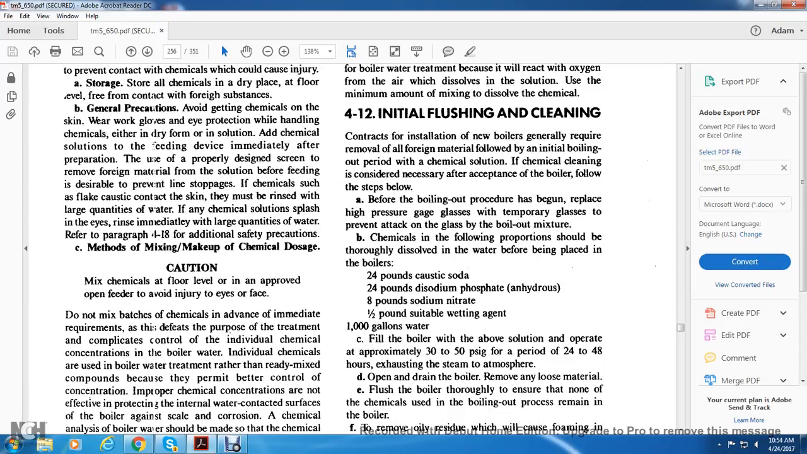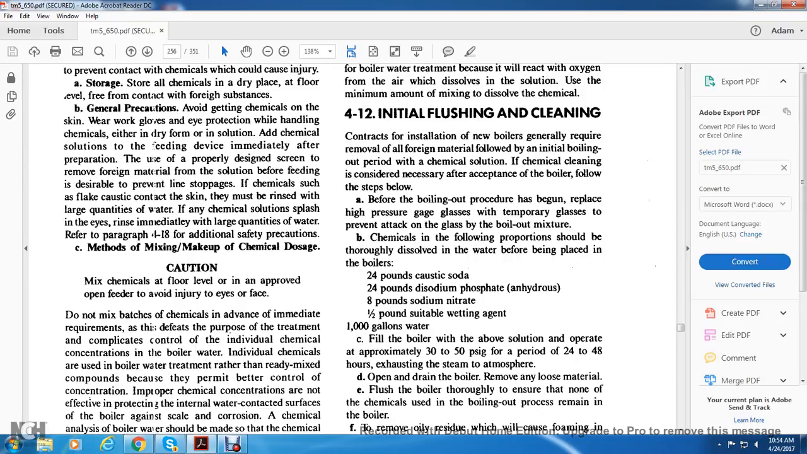412. Initial flushing and cleaning. Construction and installation of new boilers generally require the removal of all foreign materials with the initial boiling out of the period using a chemical solution. If chemical cleaning is considered necessary after acceptance of the boiler, the following steps apply.